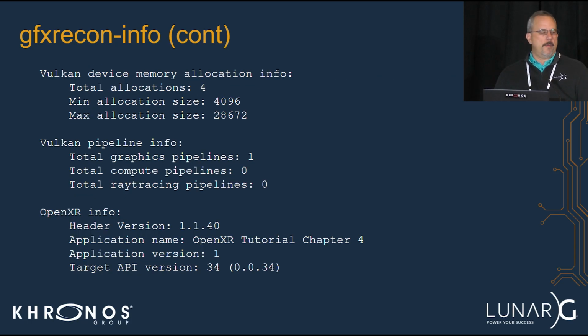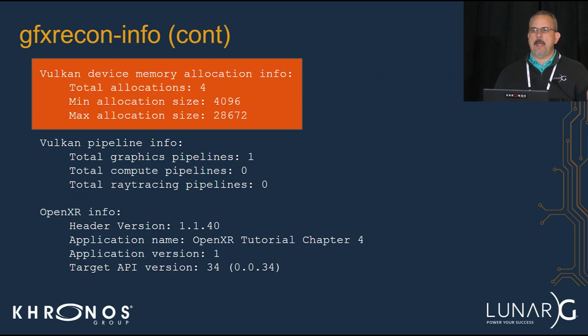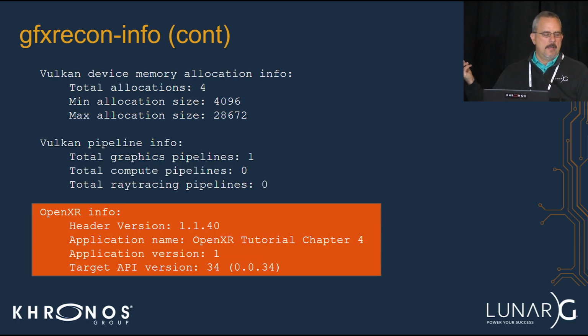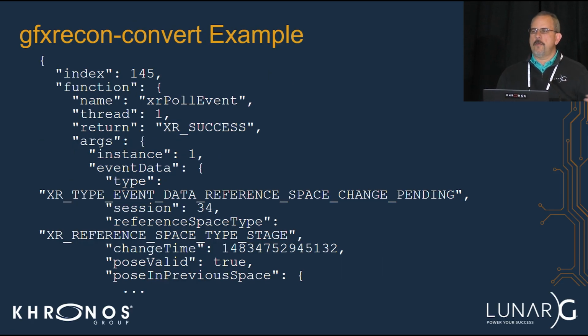And then you got more information too at a very high level, how many allocations, what sizes they were, what graphics, what pipelines you were using. This says one graphics pipeline, no compute, and no ray tracing pipelines. And then finally, some very basic brief information right now for OpenXR. So not very useful, but it's good to know, hey, it did capture OpenXR content.